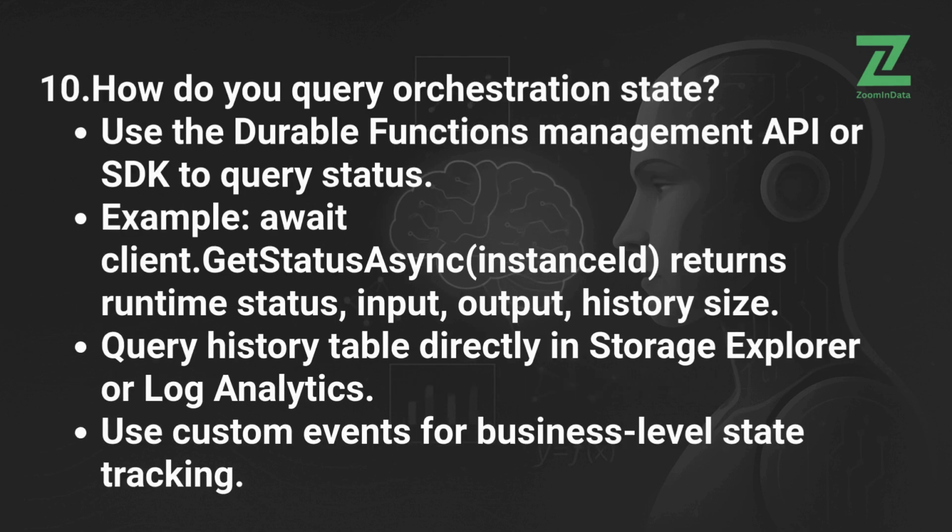How do you query orchestration state? Use the Durable Functions Management API or SDK to query status. Example: await client.GetStatusAsync(instanceId). Returns runtime status, input, output, history size. Query history table directly in Storage Explorer or Log Analytics. Use custom events for business-level state tracking.